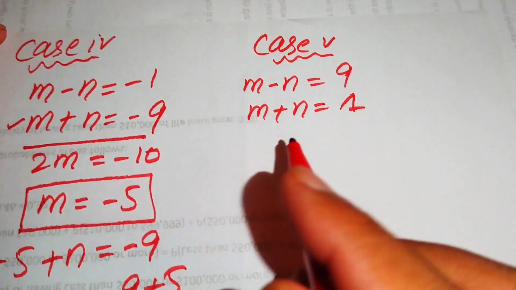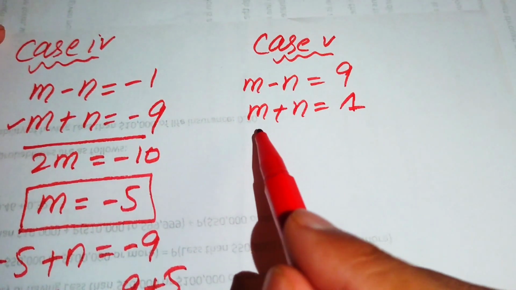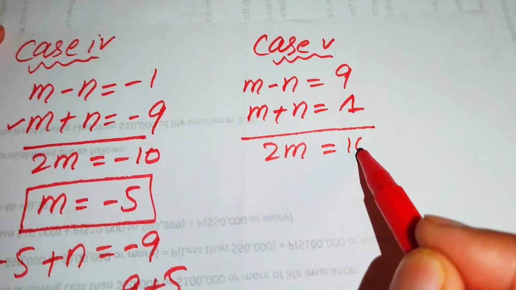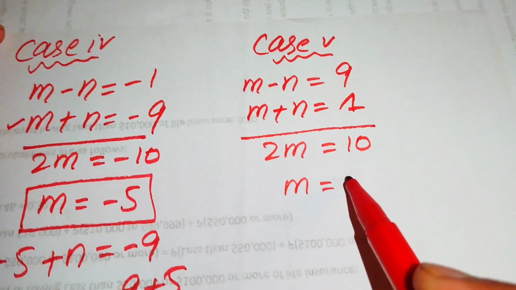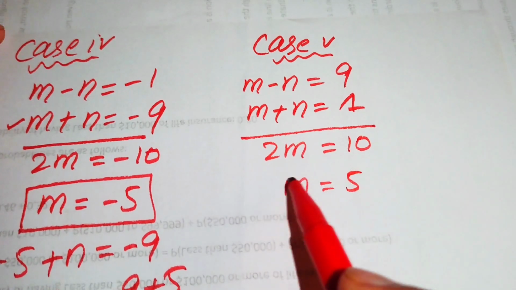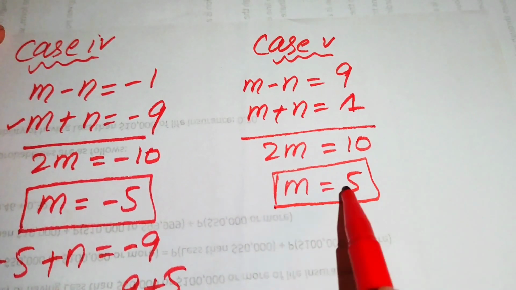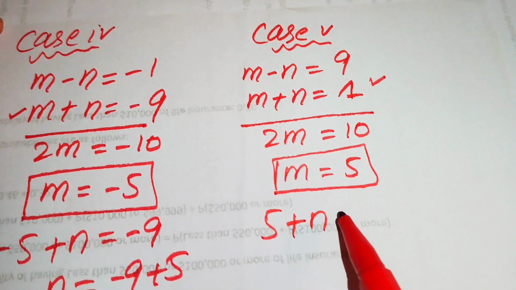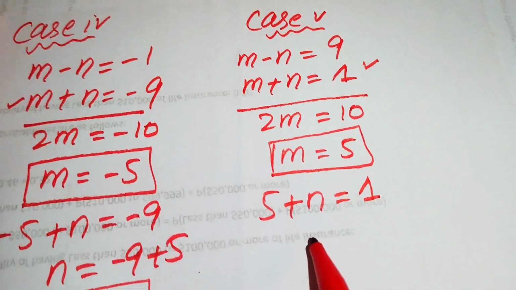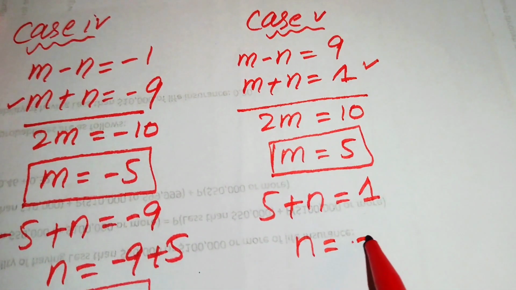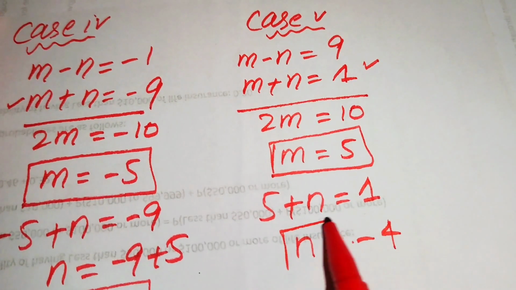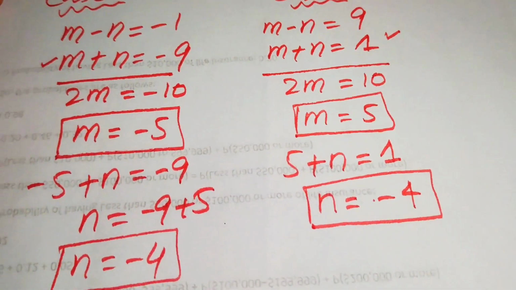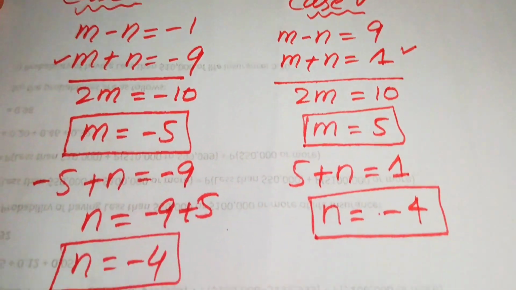So now we move towards our case number 5. Here we add these two equations and we get 2m is equal to 10 and we have the value of m is equal to 5. So we substitute this value of m in this equation and we get 5 plus n equals 1. So here you get the value of n is equal to minus 4. So this is the value of m and n in our case number 5.